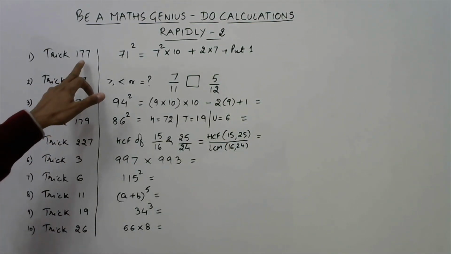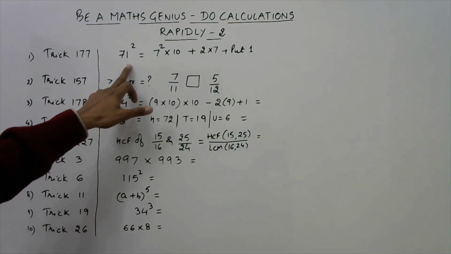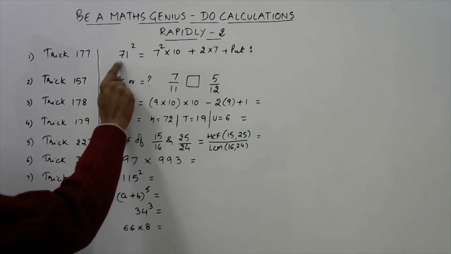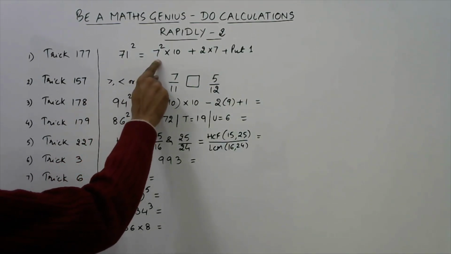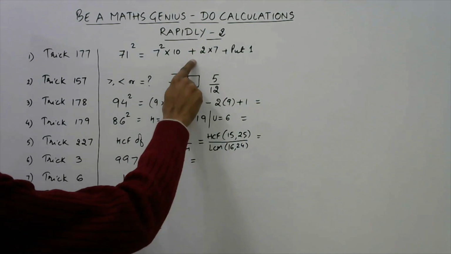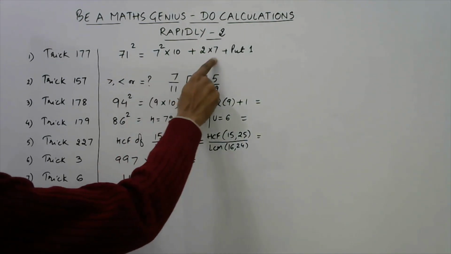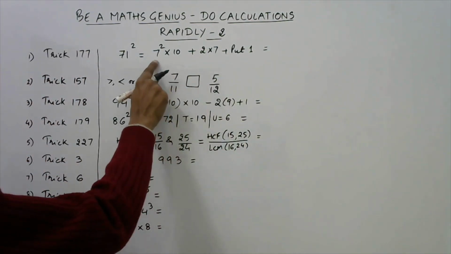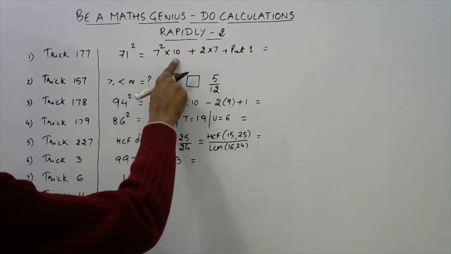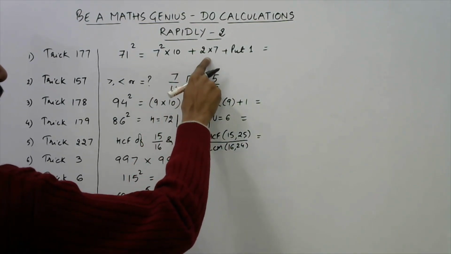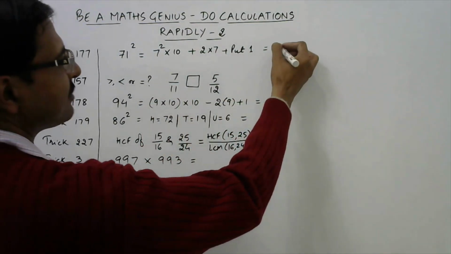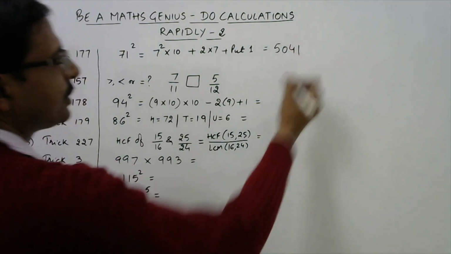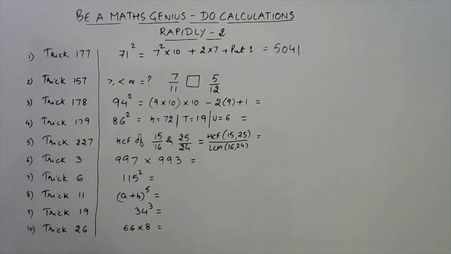See, trick number 177 deals with the squaring of numbers ending with 1. In this case, you square the tens place, that is 7, and multiply it by 10. Then double the tens place and then put 1 to the result. So what does this become? This is 49, so 490 plus 14. 490 plus 14 is 504. And put 1, you get 5041 as the answer. Trick 177, you can see the detailed video.